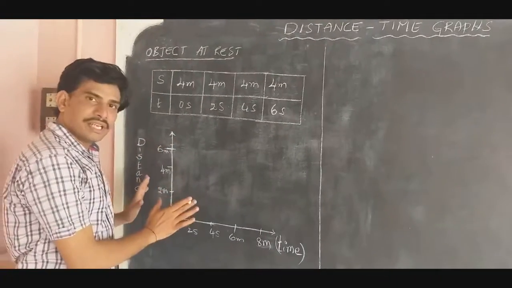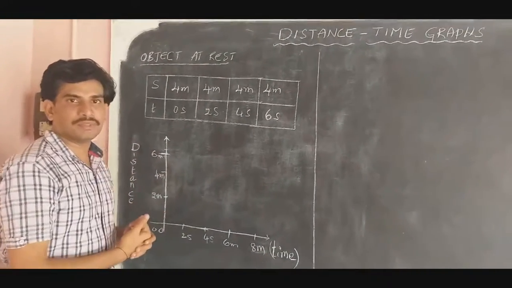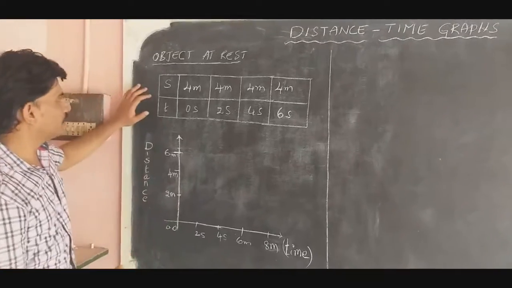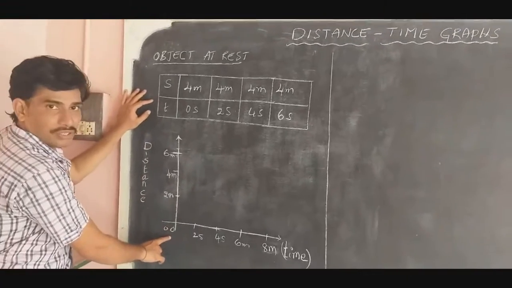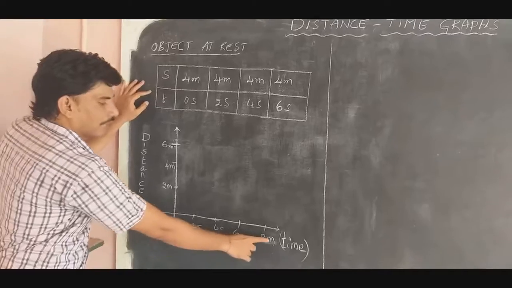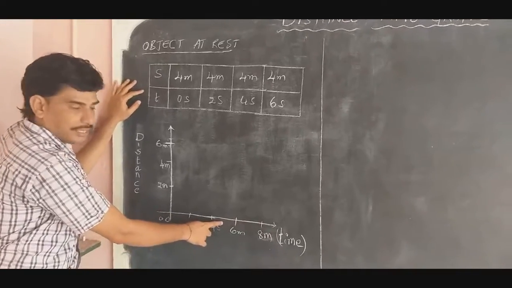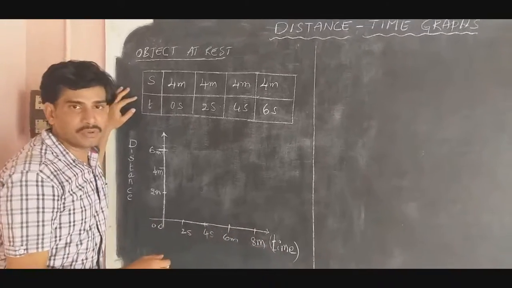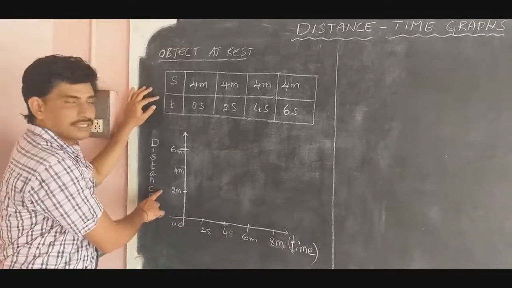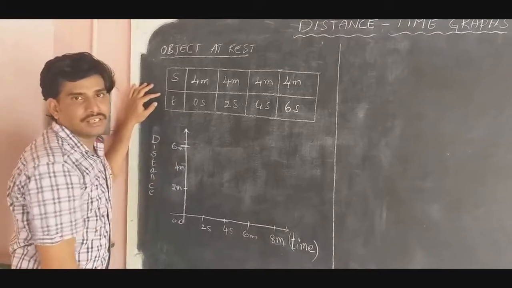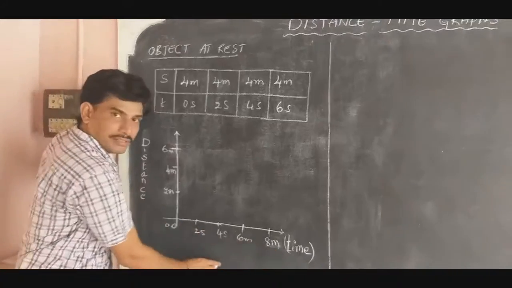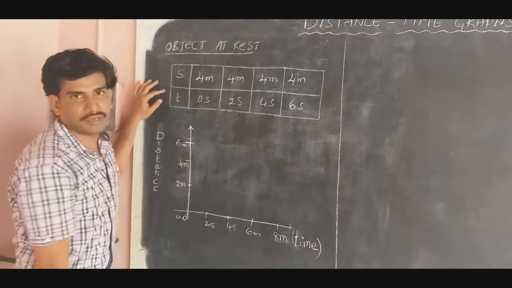If we represent this data on a graph, what type of shape will you get? Have a look. Here you see this is the 0, 0 origin, and time I have taken on the x-axis because time is an independent quantity as we discussed, and distance is the dependent quantity. That's why time is on the x-axis and distance is on the y-axis.